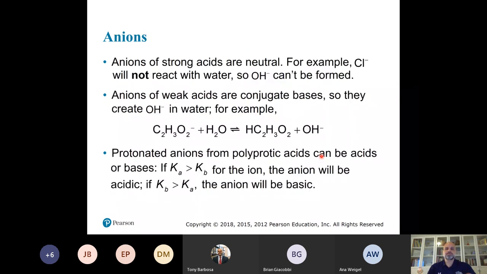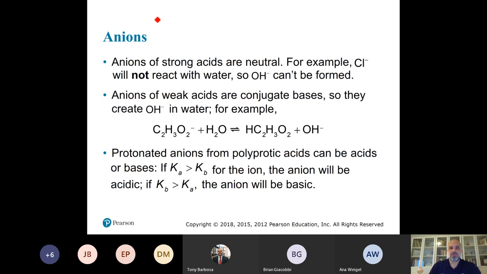All right. So we'll start with anions. Anions of strong acids are neutral. For example, Cl- will not react with water, so hydroxide can't be formed. Think about what this means. I'm going to try using a different pad for drawing, and hopefully my handwriting is a little neater now for everyone.